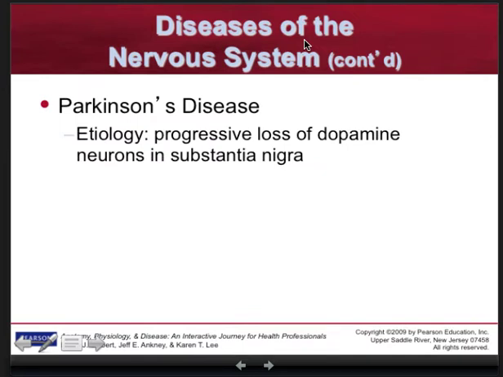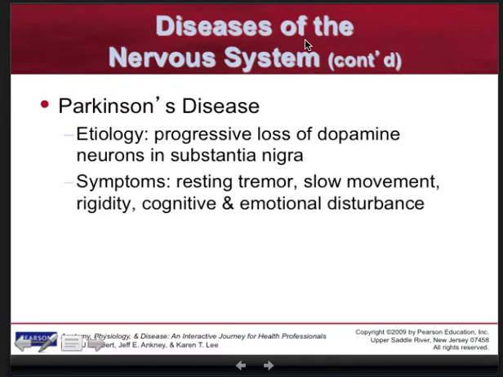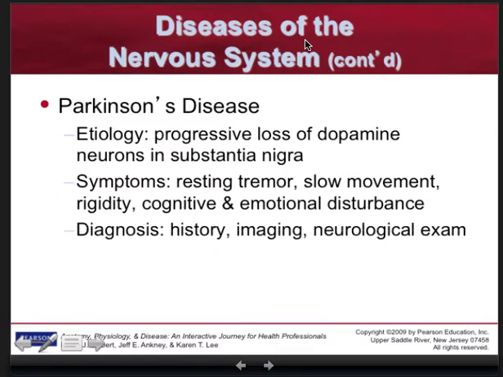Parkinson's disease is progressive loss of dopaminergic neurons in the substantia nigra. Dopamine is a type of neurotransmitter, and the substantia nigra is one of the deep nuclei of the brain. It lies below the cerebral cortex, and it's embedded in that deep white matter, and it aids in the initiation of conscious movement. And when the dopaminergic neurons are incapable of producing the neurotransmitter dopamine, it's difficult to initiate voluntary movement. Symptoms include resting tremor, slow movement, rigidity, and cognitive and emotional disturbance.